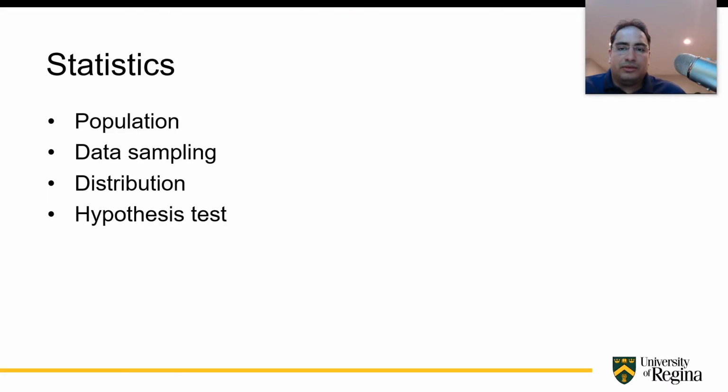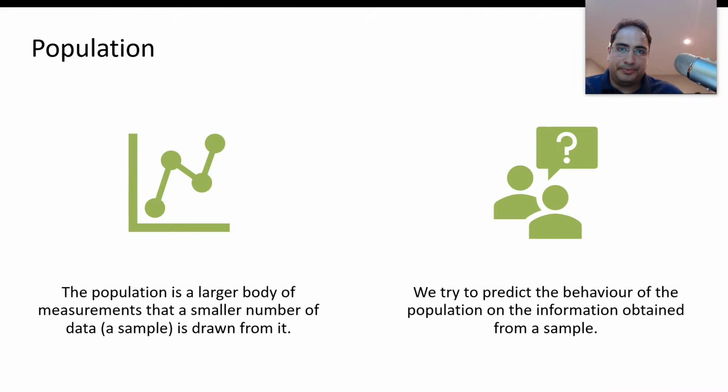So today we're going to review some concepts that you've heard about, and we just want to know how we could use that and leverage that information for data science. Some of these concepts are population, data sampling, the data distribution, and how to perform a hypothesis test. So first, let's talk about sampling and the population.